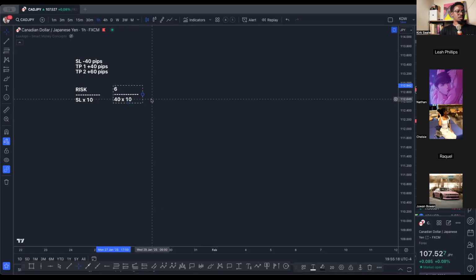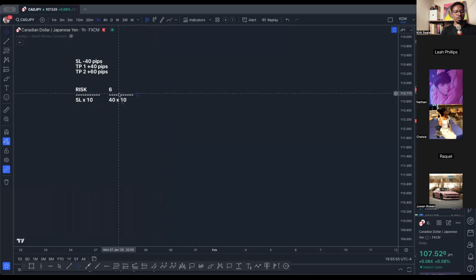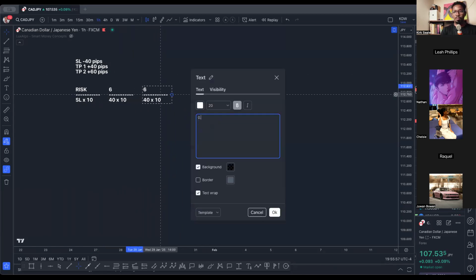Were you able to calculate the lot sizes? Follow me with what's on the screen so far. So the calculation for the lot size that you're going to be using is your risk divided by the stop loss in pips multiplied by 10. The stop loss in pips multiplied by 10 is underneath, and the risk is on top. When we do this, we're going to end up with 0.015.